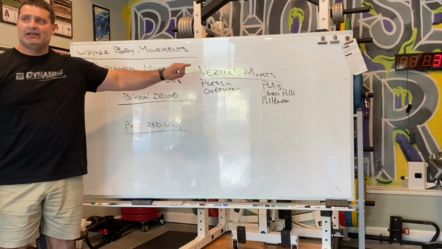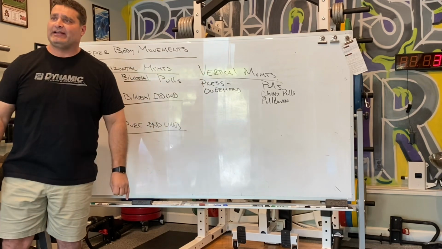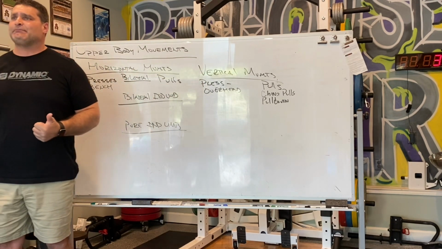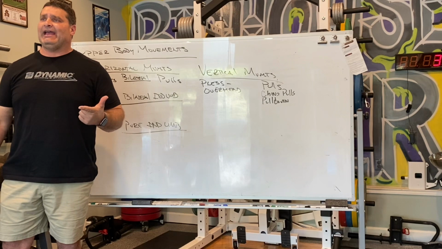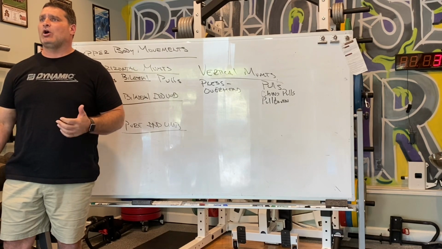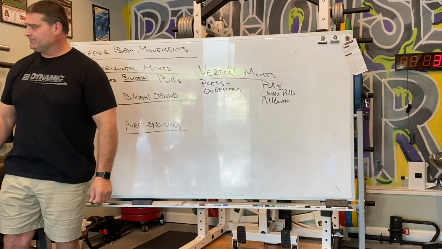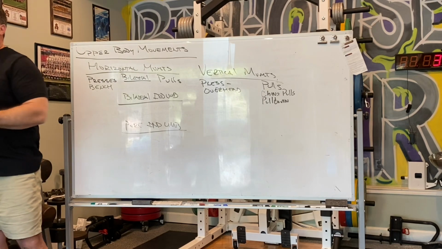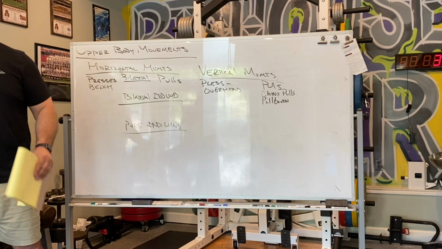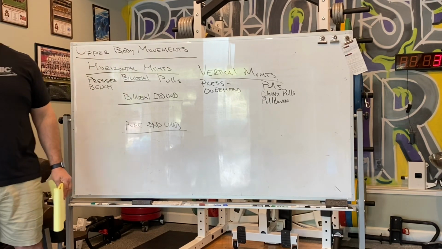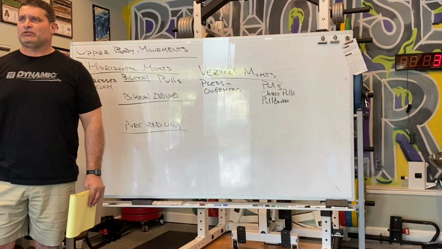I'm mandating that you do some type of overhead standard pressing for absolute maximal strength and some pull-down, chin-up, and rows from a vertical plane. Now the most complex movements of the upper body come from the shoulder and scapular region.